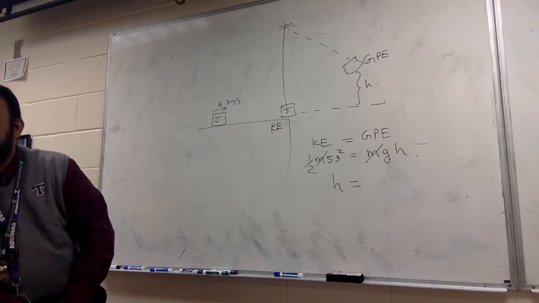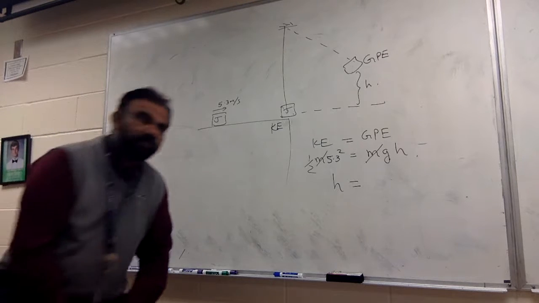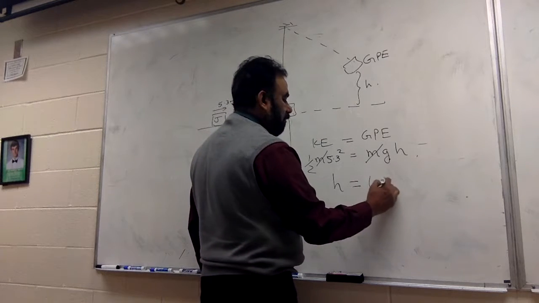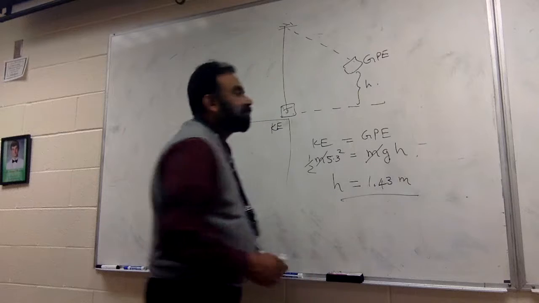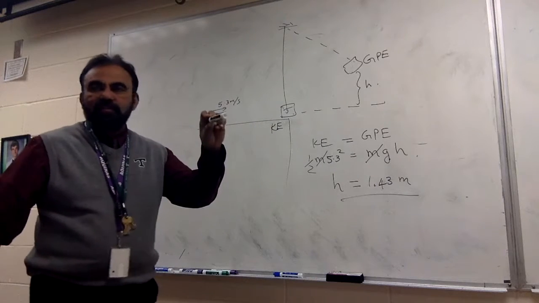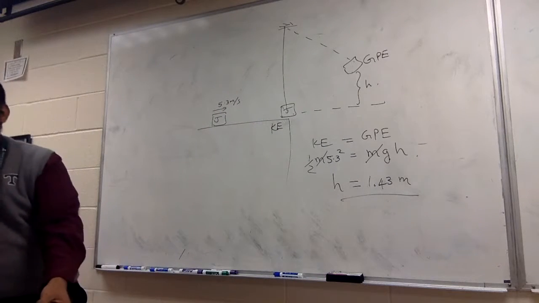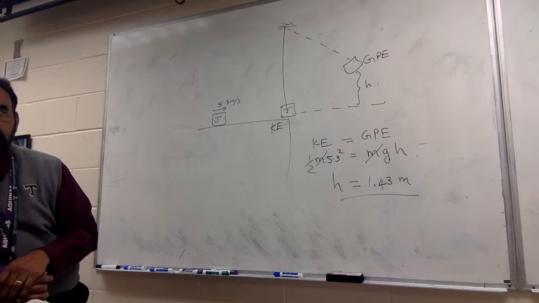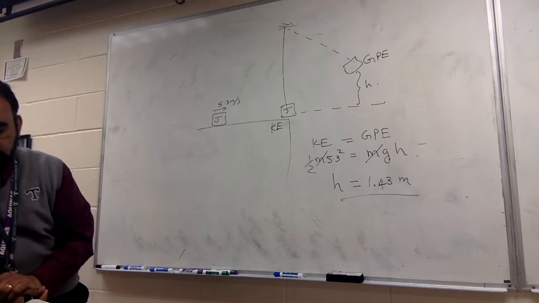What's the answer? 1.43 meters. Yep, 1.43 meters. So she swings to that height and then stops and comes back. So the concepts are straightforward. All you have to do is apply.